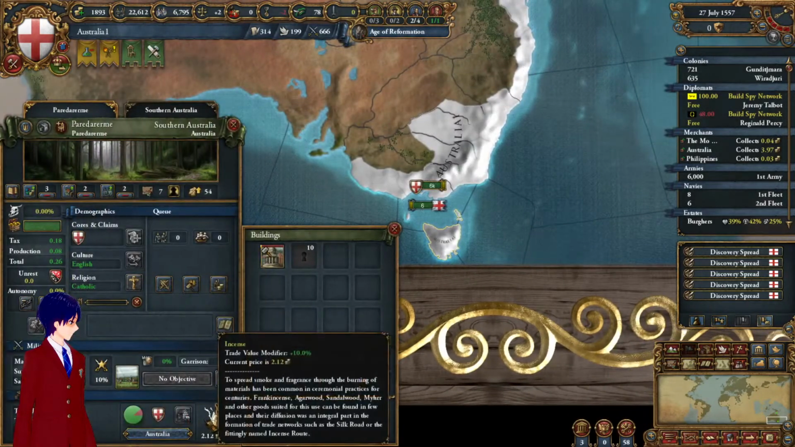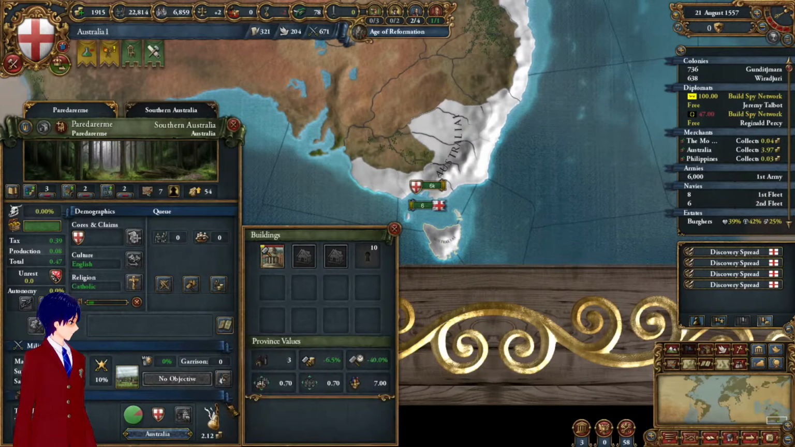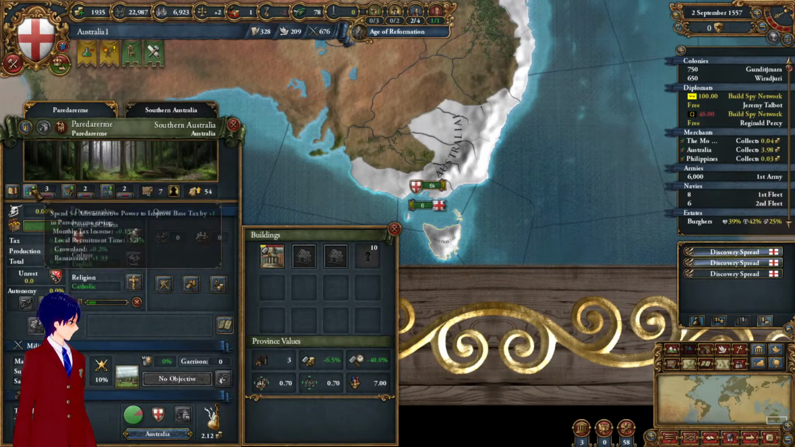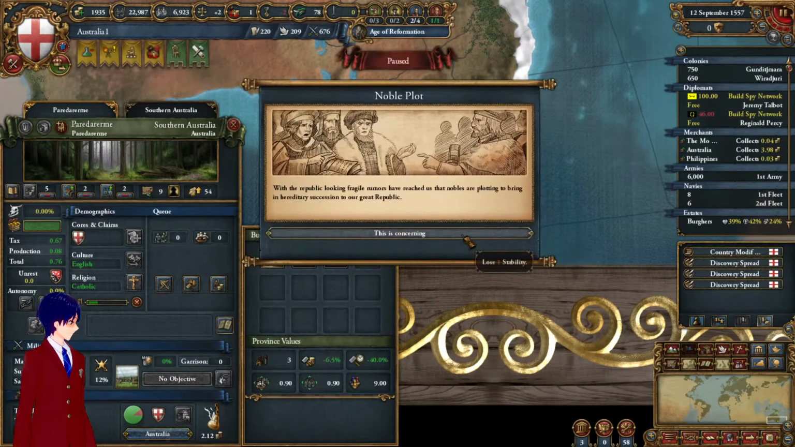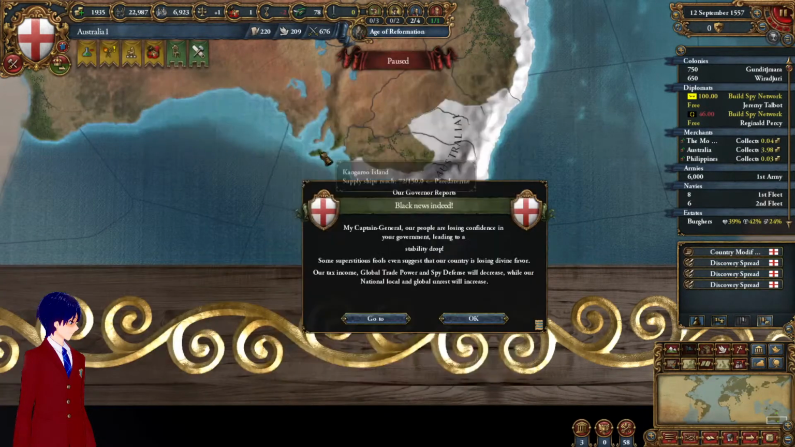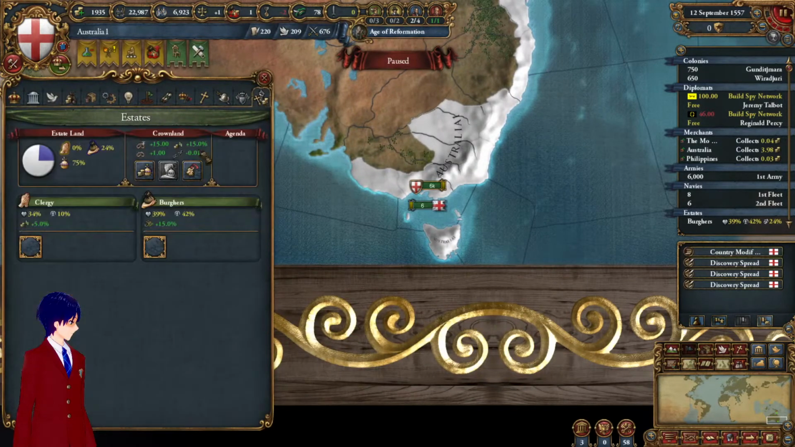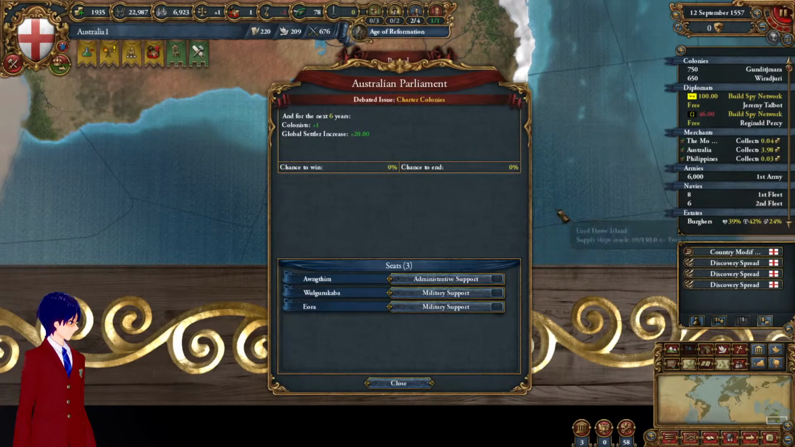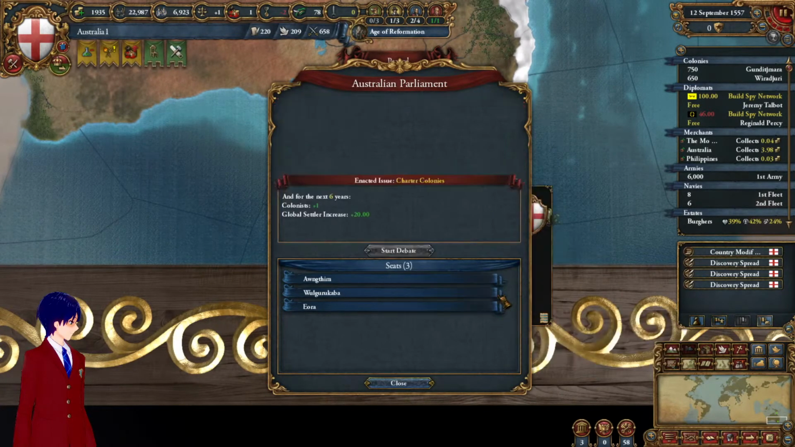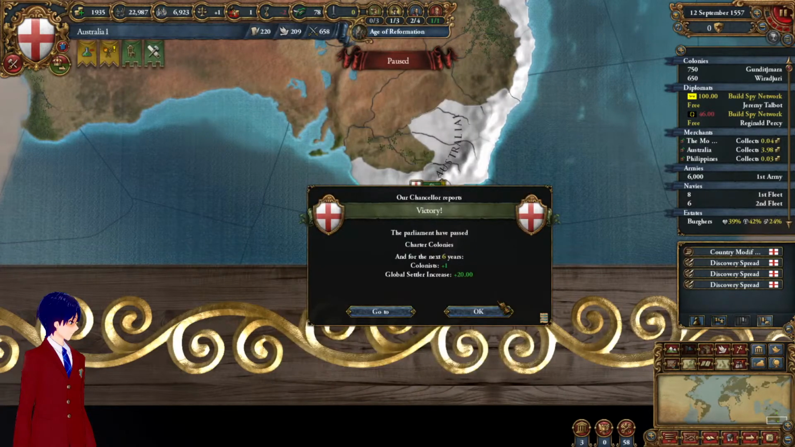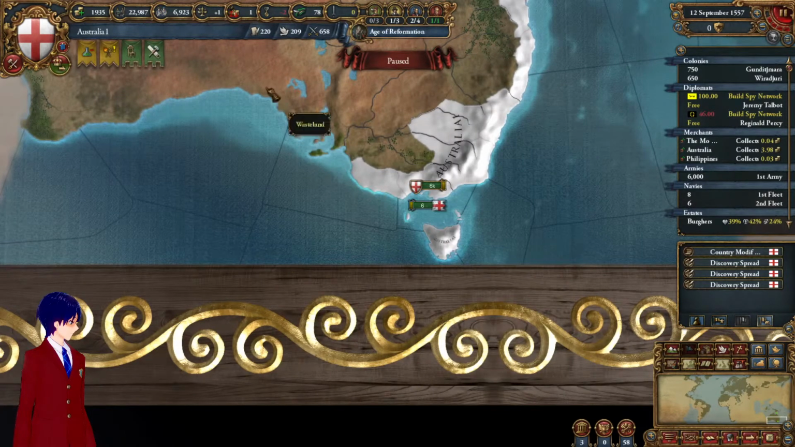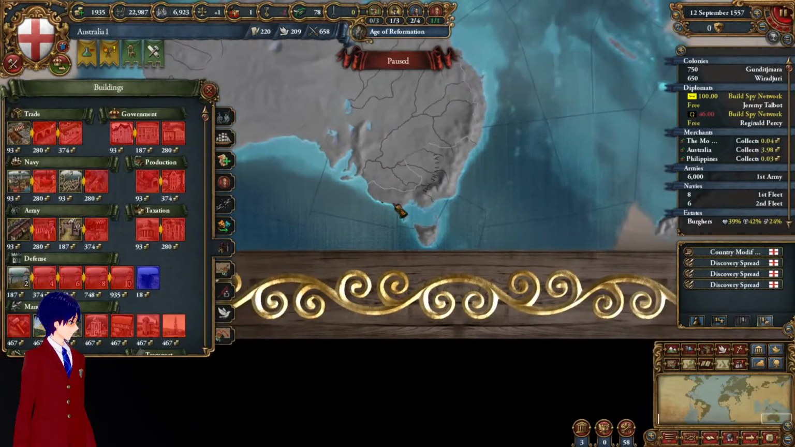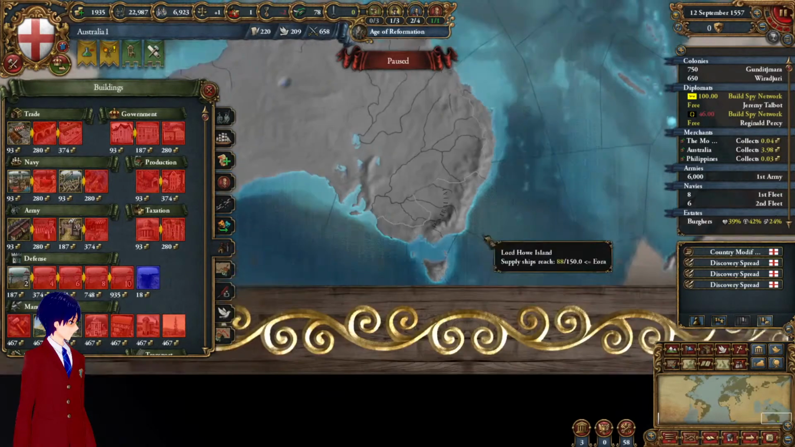What is on Tasmania? Incense. We're probably better off taxing it then. Or developing it into a, yeah, that. Noble plot. I thought we didn't even have nobility. We don't. Colonists. Military support. Perfect. Ah, okay, it's gotta be 66% chance. Okay, that makes 3 very good.